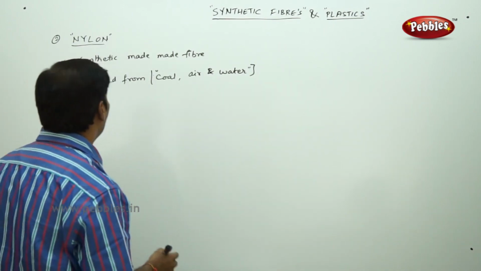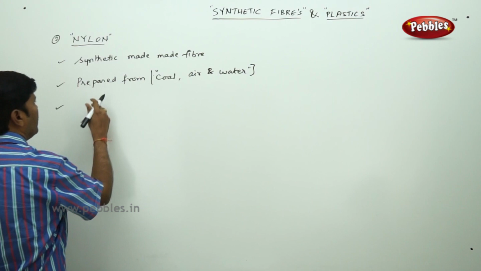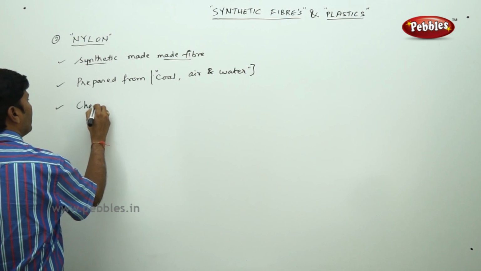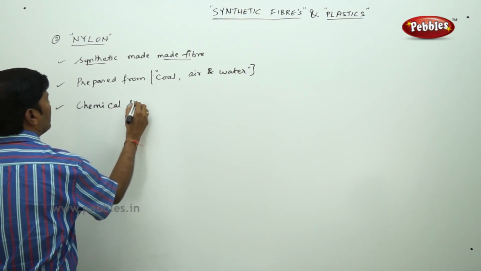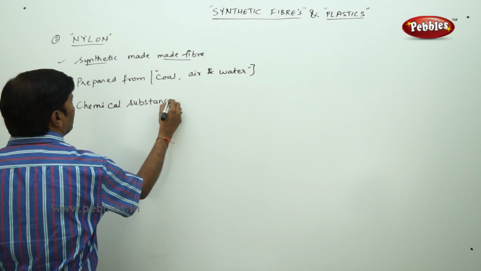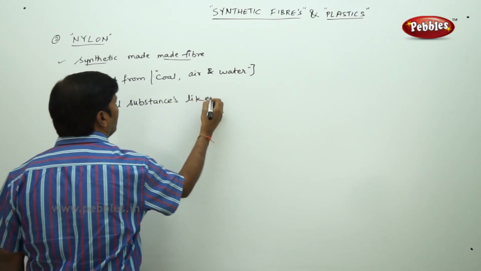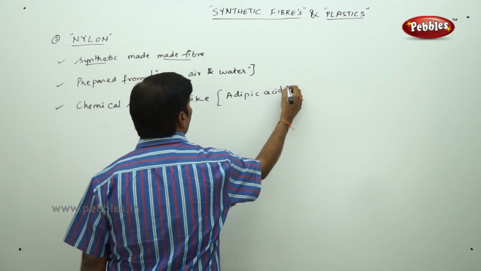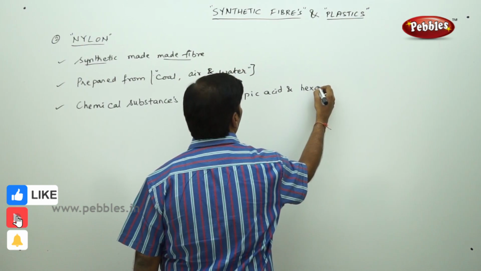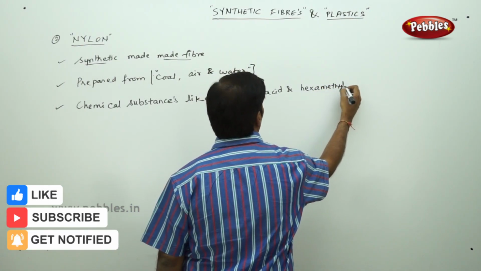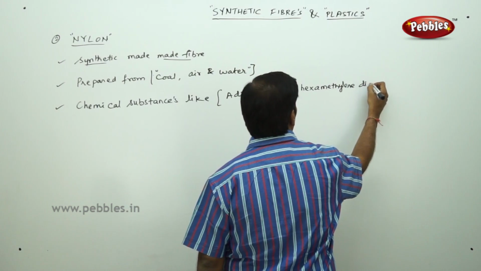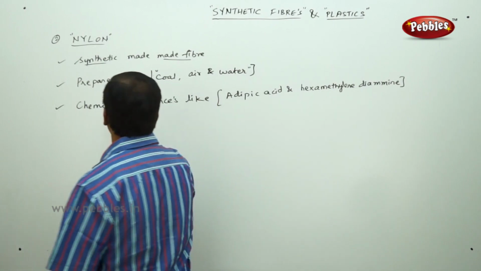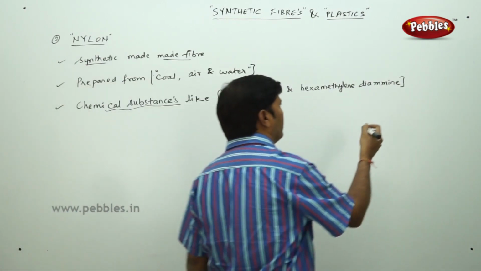Nylon is synthetic because it is a man-made fiber prepared from chemical substances like adipic acid and hexamethylene diamine. These are the two chemical substances which are used in the preparation of nylon. Here we get nylon.